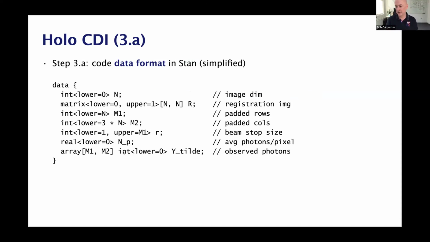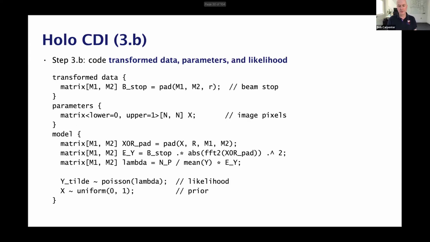We have the average photons hitting each pixel and then the observed number of photons. The average is just going to help us normalize, and we could have computed that in the model itself, right? Then we're going to do some transform data. That is, we're going to create the beam stop image. Then we're going to set up parameters. The parameters in this case is the actual image, the actual pixels in the image, which we assume are black and white and have an intensity between 0 full black and 1 full white.